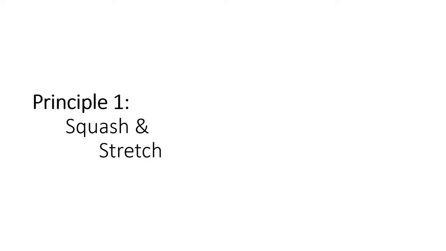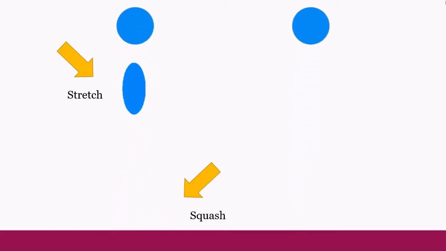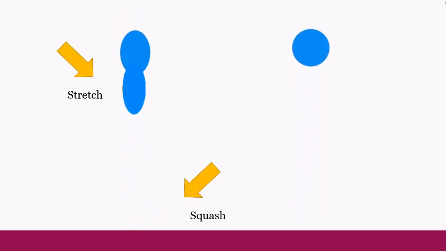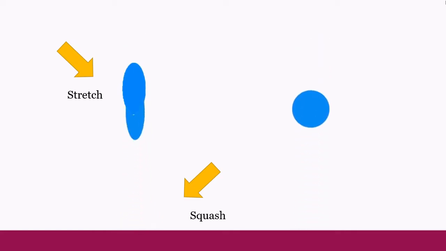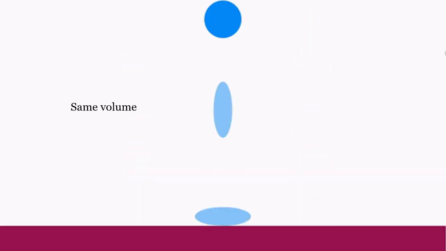Let's first look at the animation principle called squash and stretch. This principle refers to the way we can animate objects to get longer or flatter in order to give them a sense of weight, speed, and momentum. One thing we need to keep in mind is that the overall volume of the object should stay consistent. As you can see in the scene, when the ball gets longer, it also gets narrower. When it gets flatter, it also gets wider.